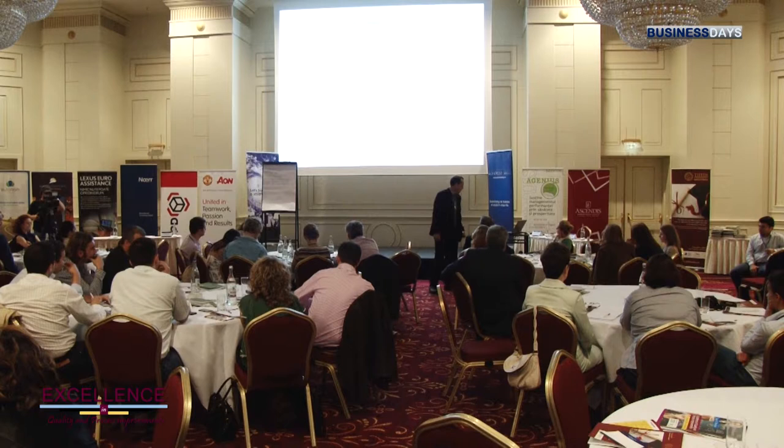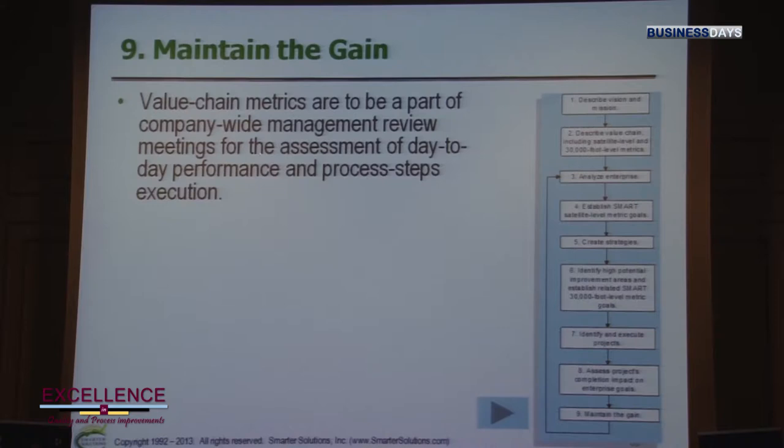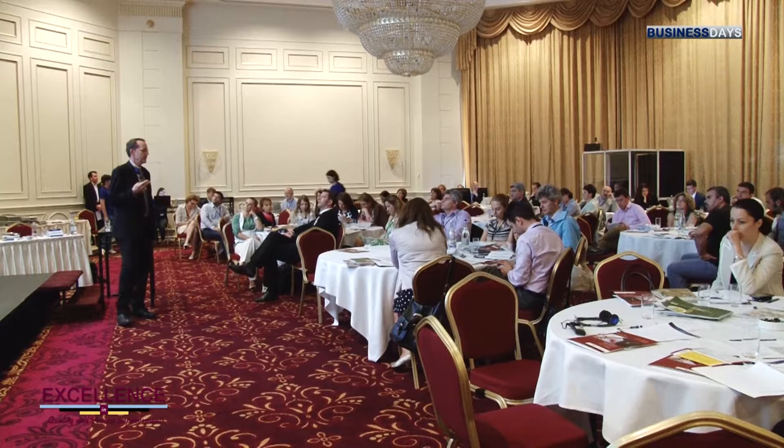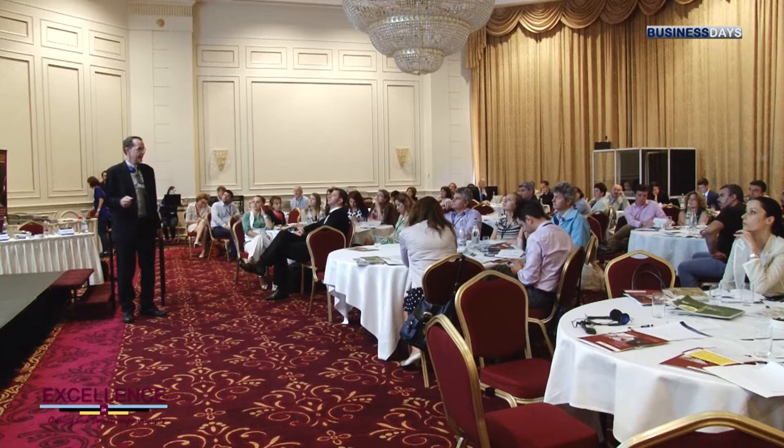Okay. So next, we're moving on to the next step here, which is we want to see if it's maintained the gain. Now notice what happens with this overall process. We're looping back to step number 3. We're not looping back to step number 1. So basically what we have here is a Deming plan, do, check, act on the enterprise as a whole.